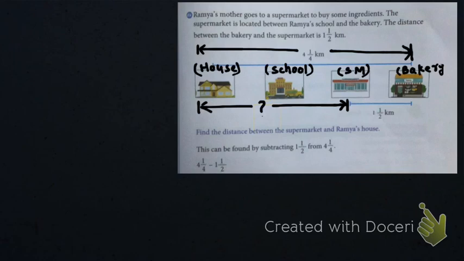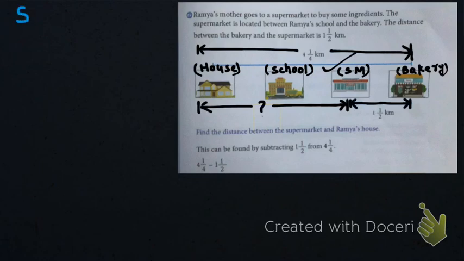Ramya's mother goes to the supermarket, this is our supermarket, to buy some ingredients. The supermarket is located between Ramya's school and the bakery. Here is Ramya's school and here is the bakery. The distance between the bakery and supermarket is 1.5 kilometer. Here you can see that the distance between supermarket and bakery is 1.5 kilometer.